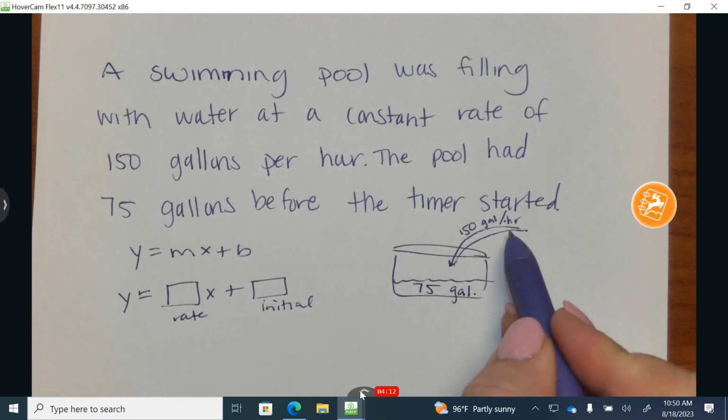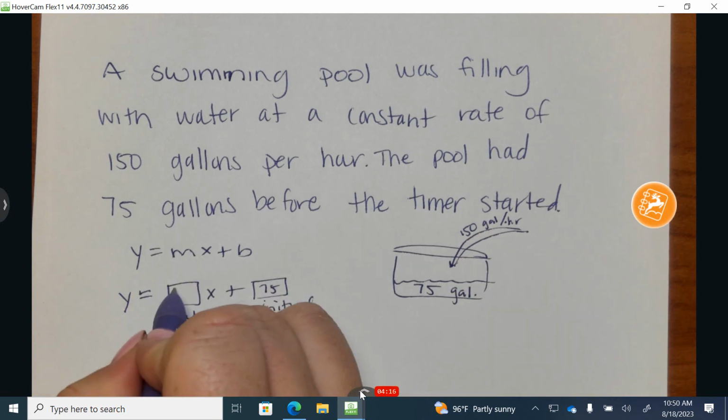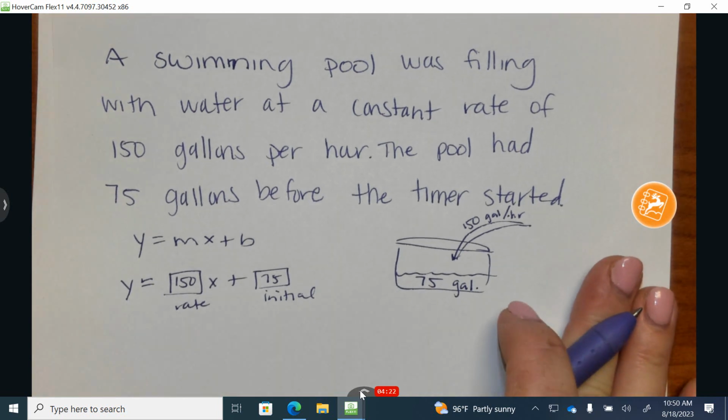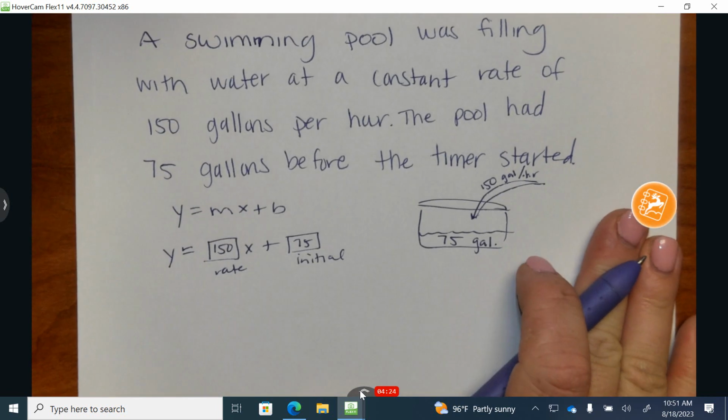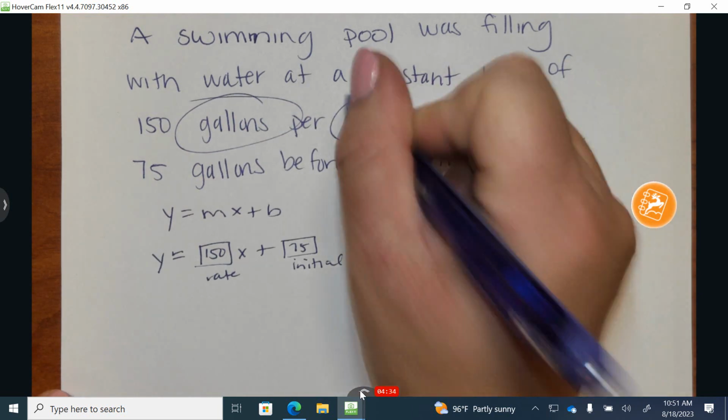All right, our initial amount is 75 gallons, and we are at a rate of 150 gallons per minute. All of this works, but it would be great if we could write this in function notation. So let's think about the 2 things they're talking about. They're talking about water. Now, how is the water measured? Gallons, okay? And what is the rate measured in?